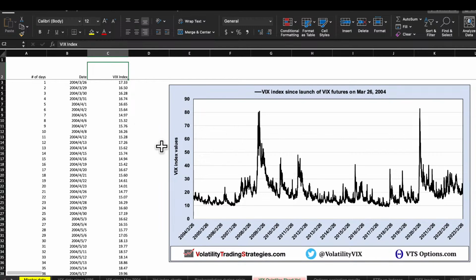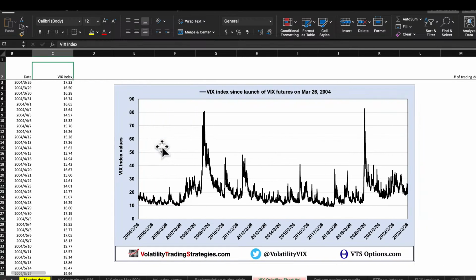But we're going to start with the VIX index. So this is the VIX. It was launched in 1993. We can backtest it to 1986 and see the crazy action in October 1987. But what I'm doing here is I'm going back to March 26, 2004. The reason for that is because that's when the VIX futures launched.